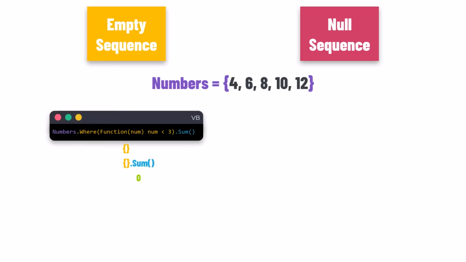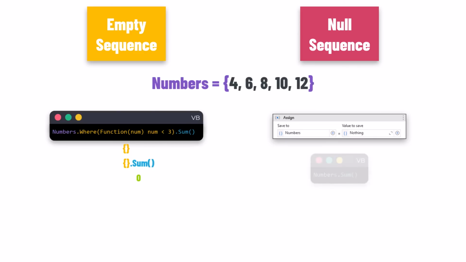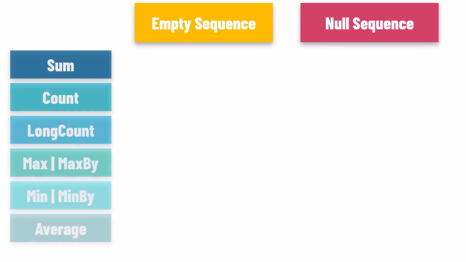Now, consider a different situation where our array, numbers, is set to Nothing, meaning it's null. If we try to use the Sum method on this null array, VB.NET will throw an ArgumentNullException. This shows the difference between dealing with an empty sequence, where the result is 0, and a null sequence, which results in an exception. Moving on to understand the differences between various LINQ aggregation methods, let's consider the following aggregation methods.